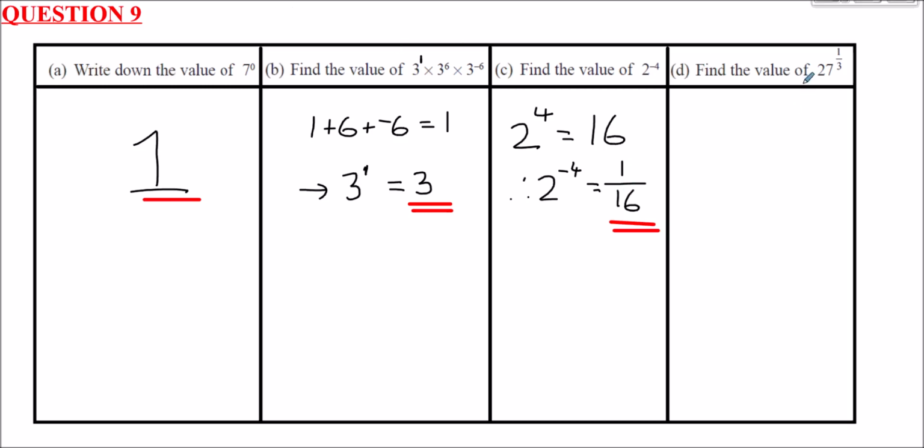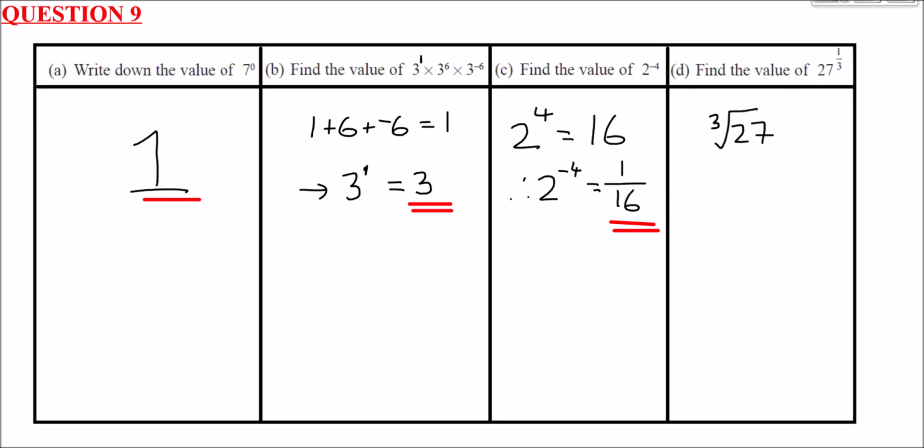Part D, find the value of 27 to the power 1/3. If we've got a power which is a fraction, the bottom number is essentially what type of root we're doing to the big number, and the top number of the fraction is what power we raise the answer to afterwards. So we do this bottom number first. Because it's a 3, we cube root 27.